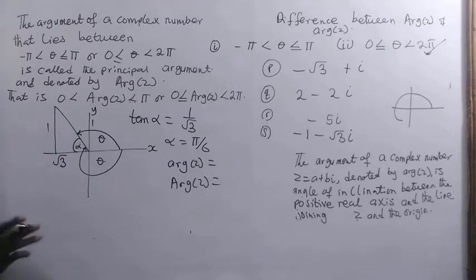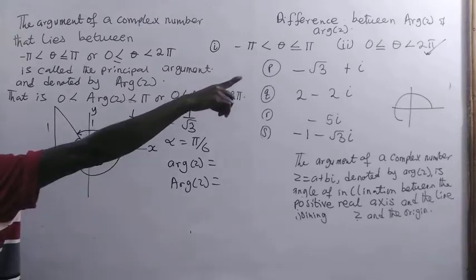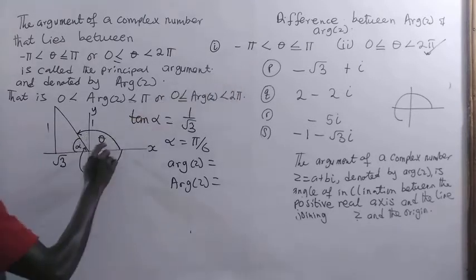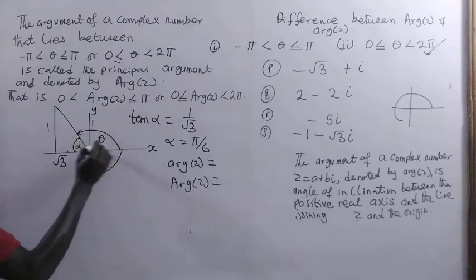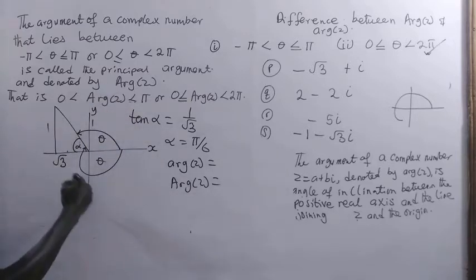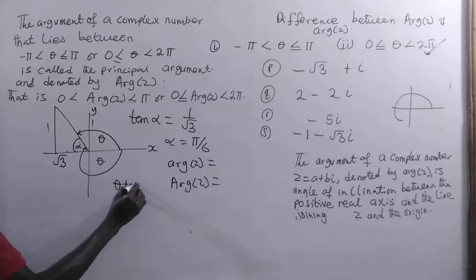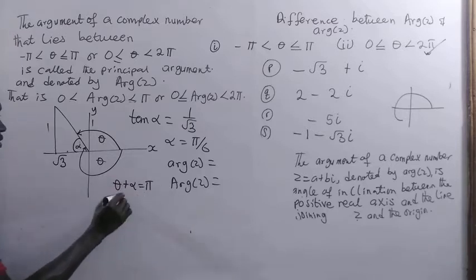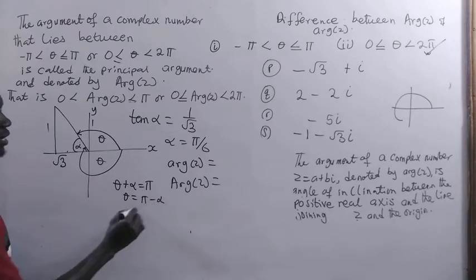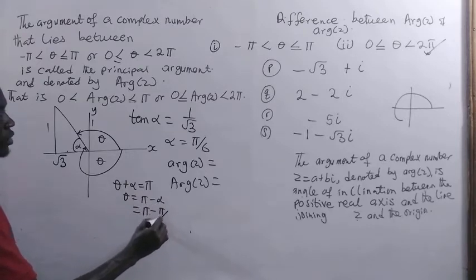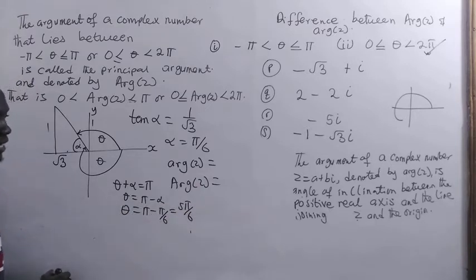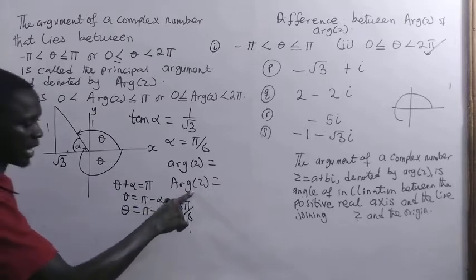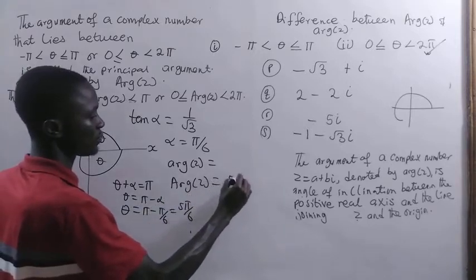Okay. Now let's see. For theta lying between 0 and 2 pi, this is what we are using. So from here to this line is 180, that is, we are measuring anti-clockwise. We have theta plus alpha equal to pi in radians. So theta equals pi minus alpha, and we have pi minus pi on 6. That will give us 5 pi on 6 as theta. So here, the principal argument is equal to theta, that is equal to 5 pi on 6.